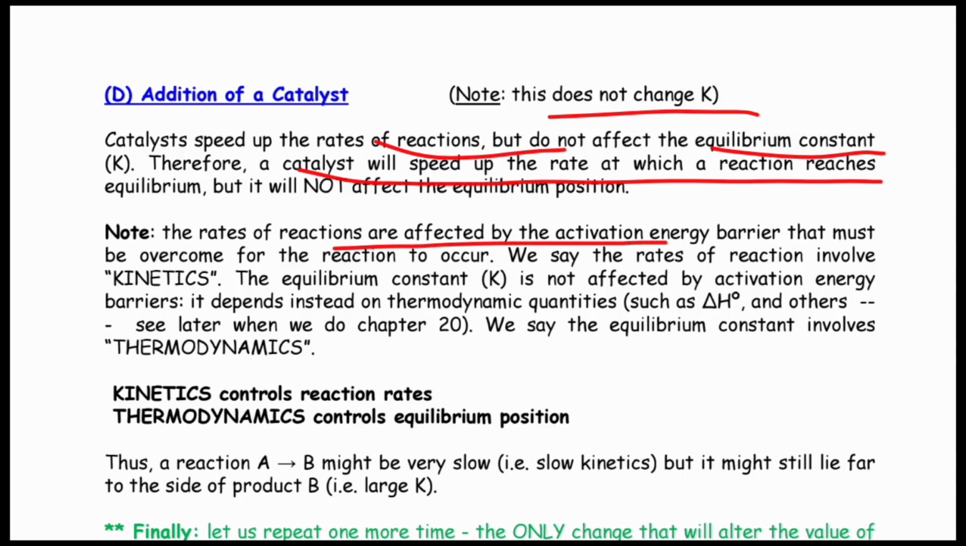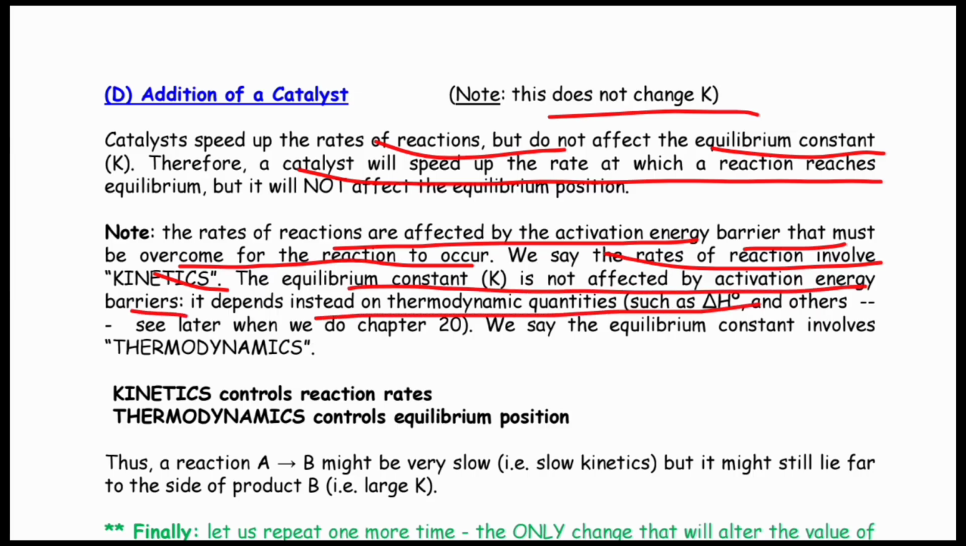The rate of reaction is affected by the activation energy barrier that must be overcome for the reaction to occur. We said that rates of reaction involve kinetics. The equilibrium constant is not affected by activation energy barriers. It depends instead on thermodynamic quantities such as enthalpy, which we study in thermodynamics, okay, chemical kinetics.